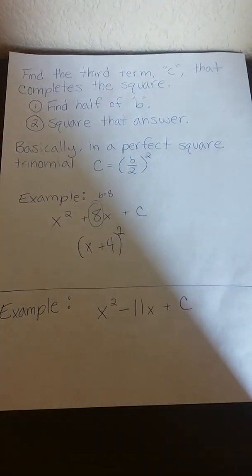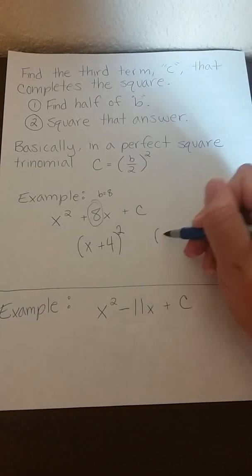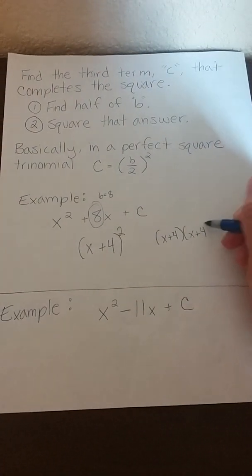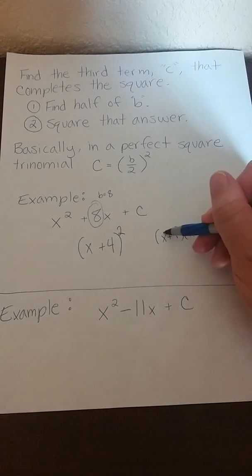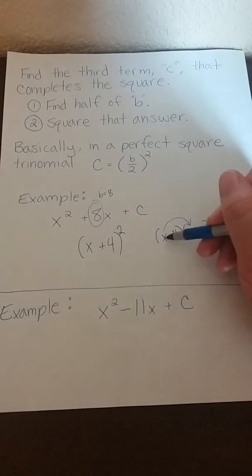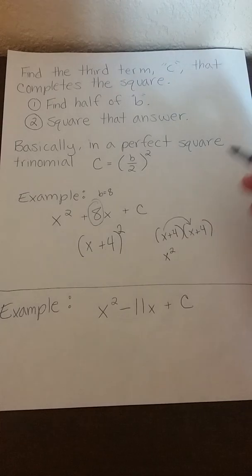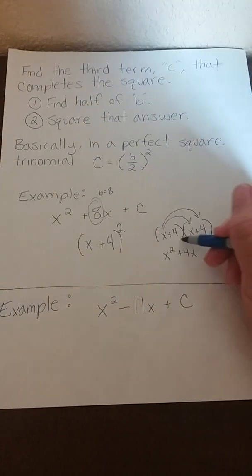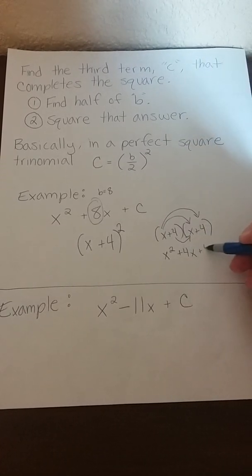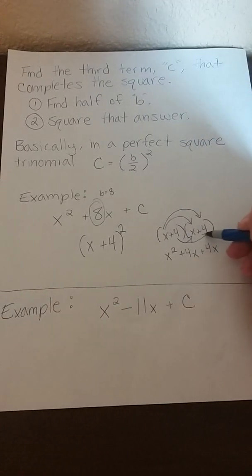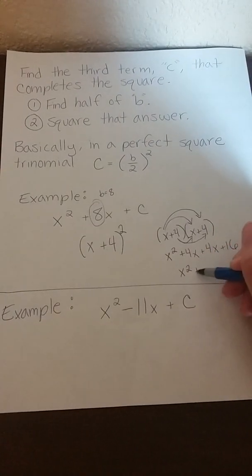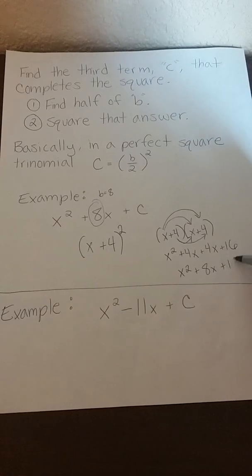Okay? If I actually multiply that out, x plus 4 times x plus 4, I actually do my multiplication, my distribution. X times x is x squared. X times 4 is 4x. 4 times x is 4x. And 4 times 4 is 16. So that'd be x squared plus 8x plus 16. This is a perfect square trinomial.